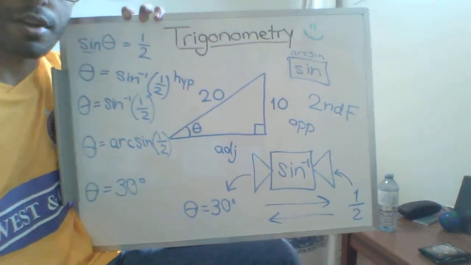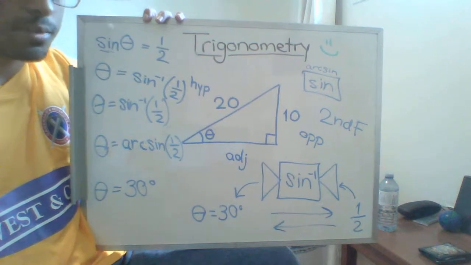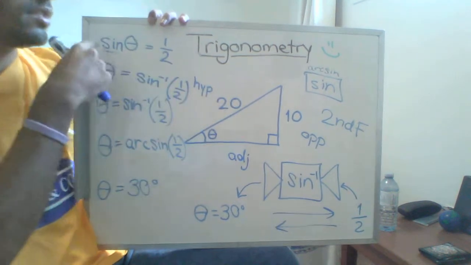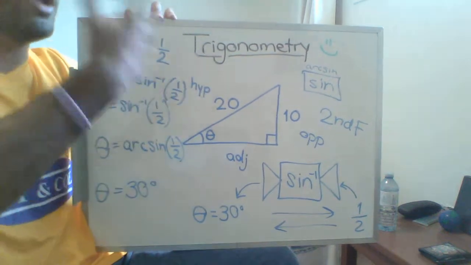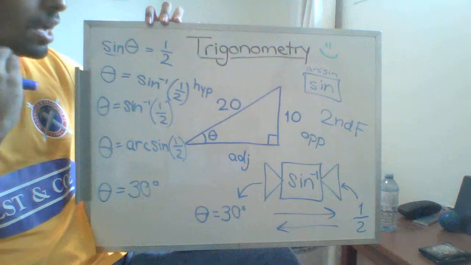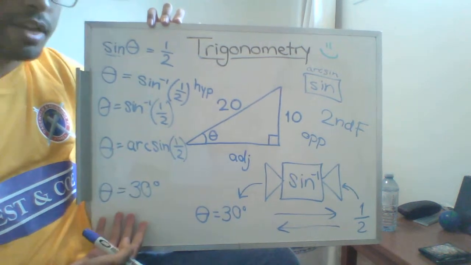You can do the same thing for cosine, you can do the same thing for tangent, but this is basically the idea. You calculate sine theta, and then you undo the function in your calculator. Don't try to do it by hand. And it'll spit out the theta value.